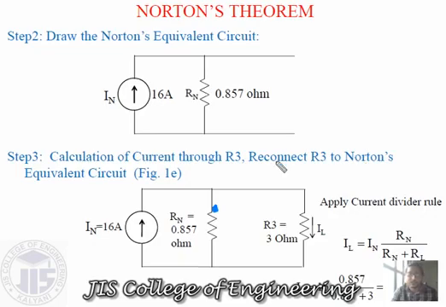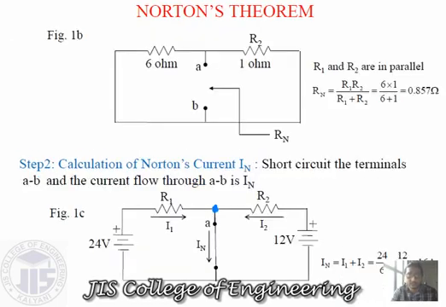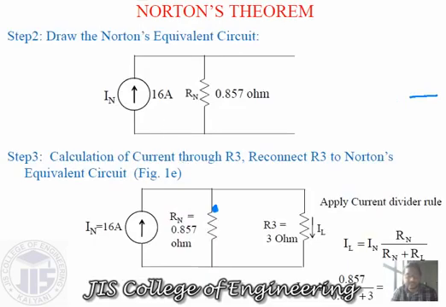Now this Norton current value, by this formula, we got in the previous calculation, and we got the Norton resistance calculation also. This Norton resistance we have already calculated on our last page. Rn was 6 ohm and 1 ohm in parallel, and by that we get Rn as 0.857 ohm, and over here we get IN, which may be 16 ampere, like this.